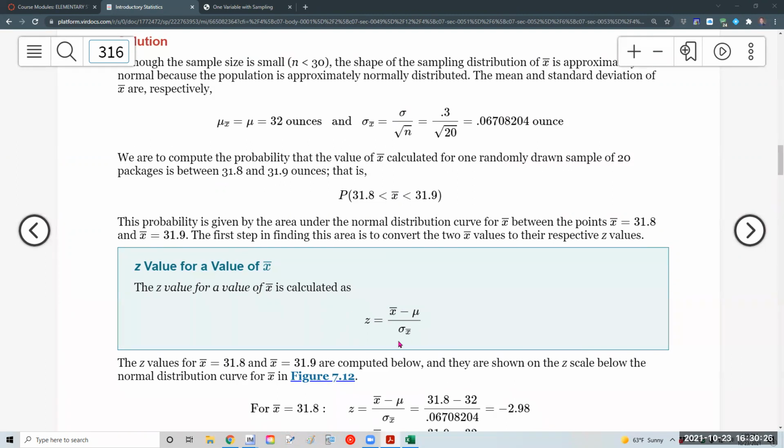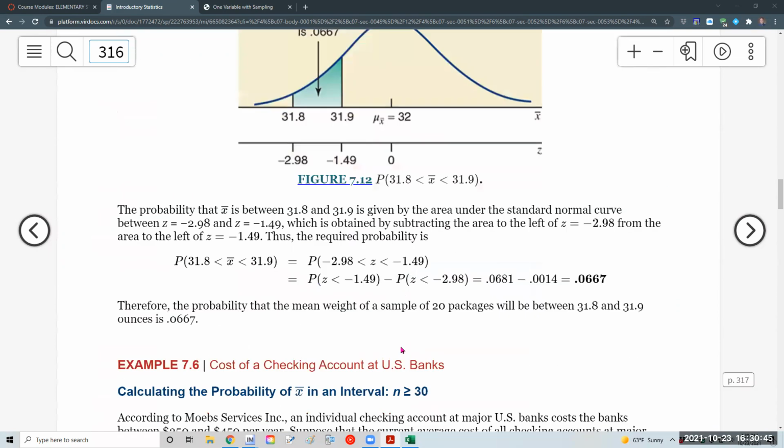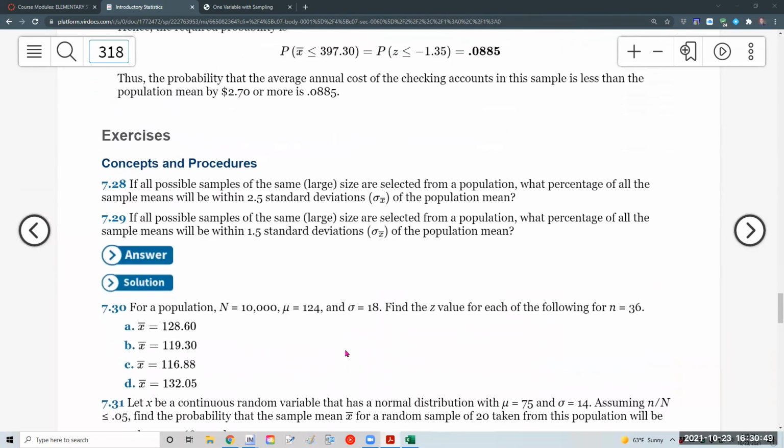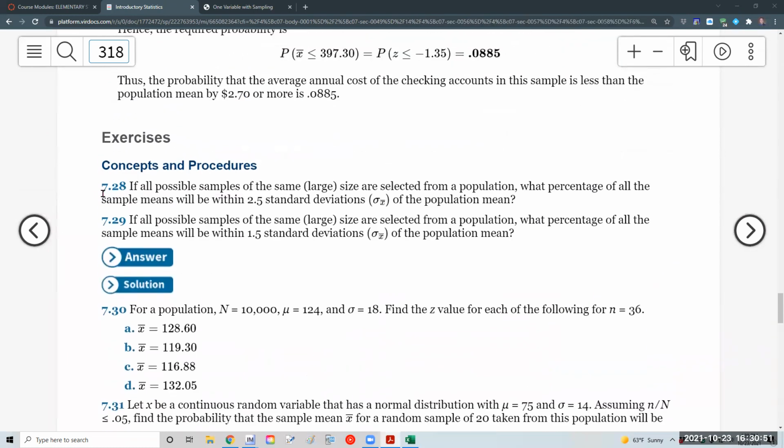But if you apply the z-score formula to x bar, then instead of using x in the formula, you're going to be using x bar. And instead of using sigma, you're going to be using sigma sub x bar. So really this denominator is sigma over square root n. All right, now that we've got those in our arsenal, take a look at this first question, 7.28.